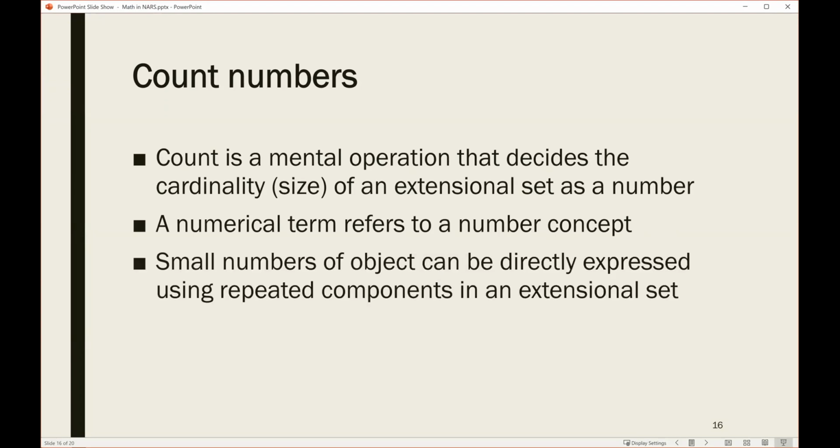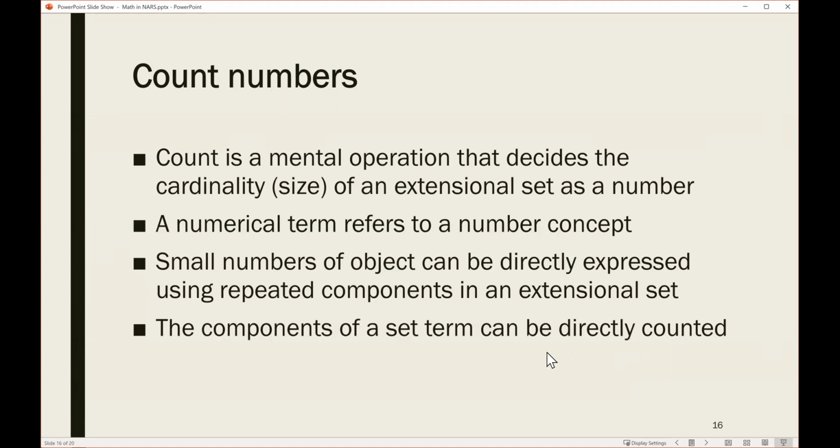And how to get a number? Well, for some small numbers, I think we can directly get it from experience. In this case, it corresponds to repeated components in an extensional set. For example, I say there are two apples. I recognize this is an apple and that also is an apple. Instead of two, I can say there is this apple and that apple. I can do that without introducing numbers, just directly talk about the objects, under the condition that the number is not too big. So we can do that.